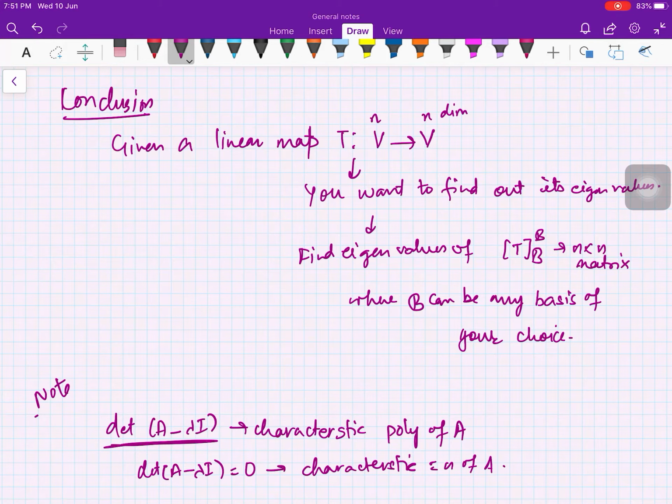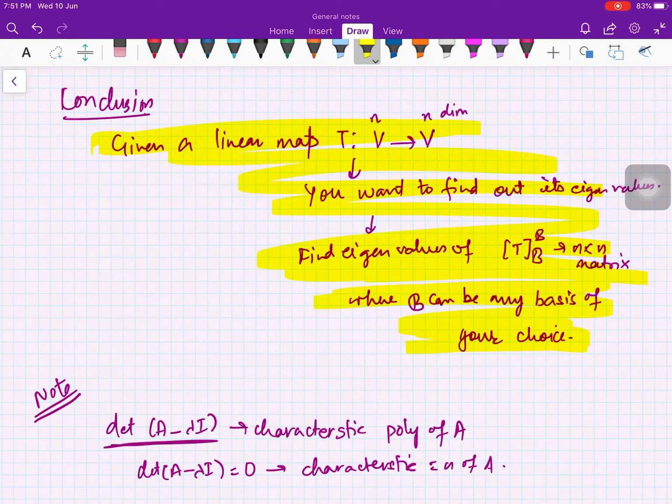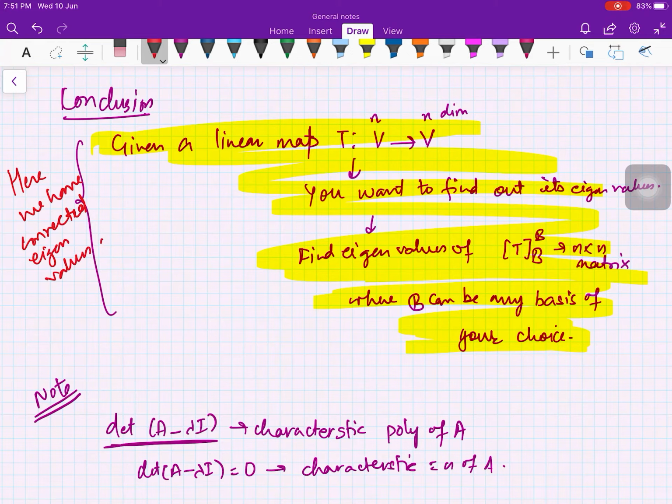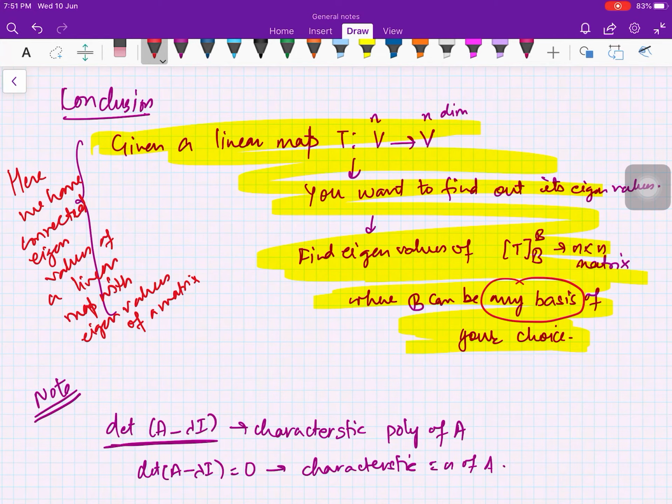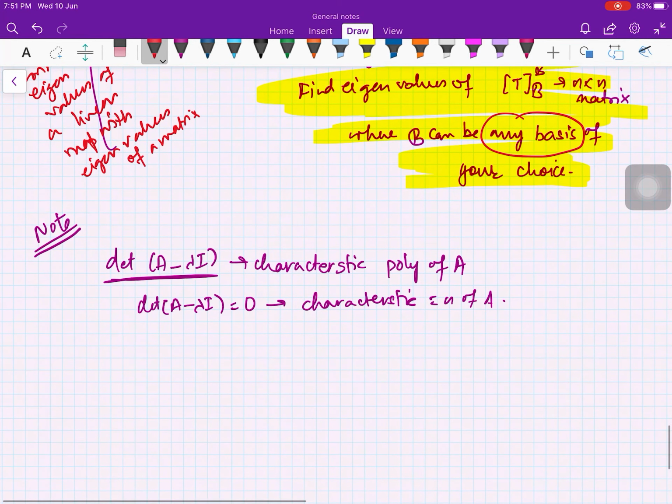So what we have done is connect the eigenvalues of a linear map with the eigenvalues of a matrix. It is important that here you can choose any basis. That is most important. So let me give you an example here itself.